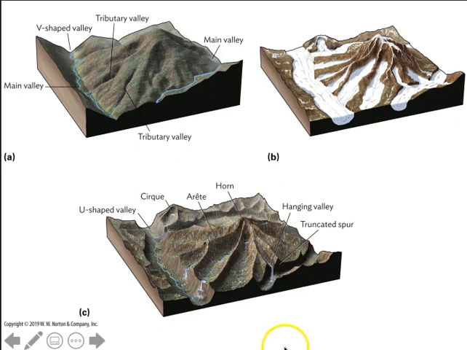So in review here, pre-Ice Age, during the Ice Age, glaciers actively flowing and eroding, and then after the Ice Age, where we're at today. U-shaped valley, hanging valleys, cirque, cirque, arête, arête, arête, horn, another hanging valley there.